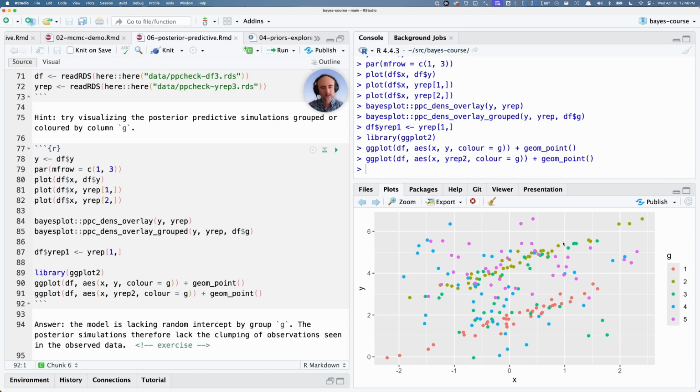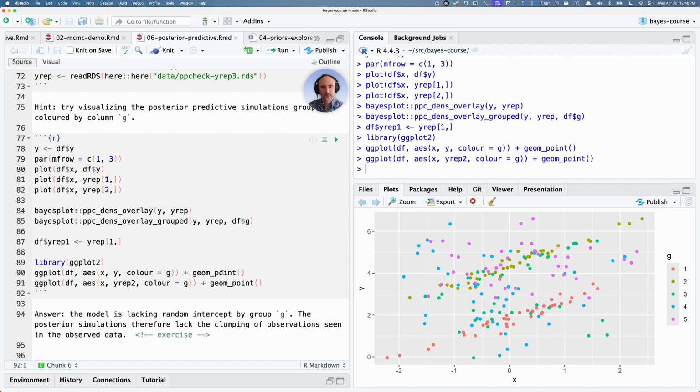And so what's happening is I have fit a linear regression to data that actually should have random intercepts, or factors for the different levels of g to have different intercepts. There is a different mean expectation for the different levels of g, and potentially different variance as well. But there's a grouping structure that's missing there, and we can see that through this posterior predictive simulation.